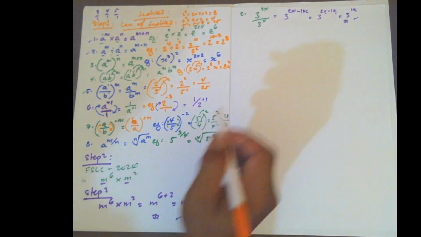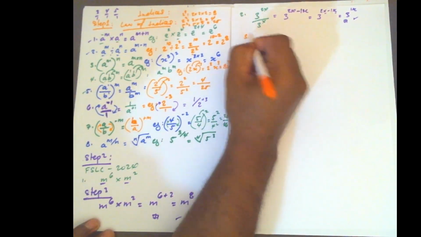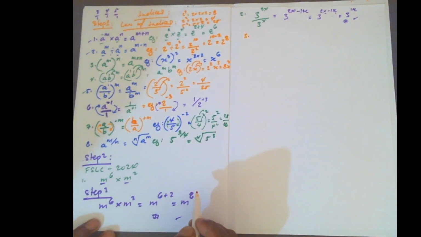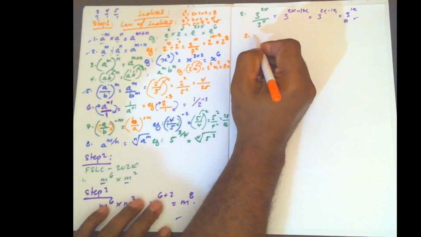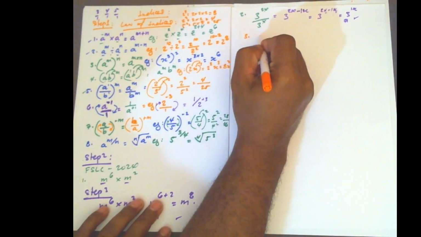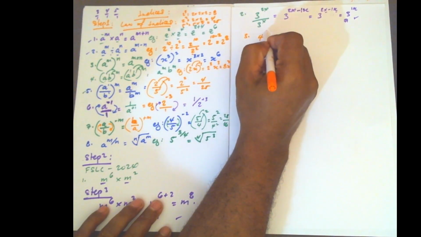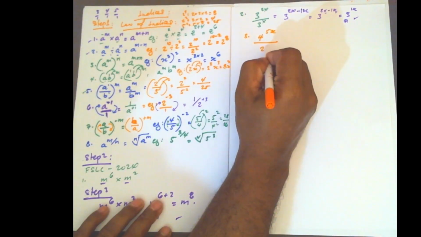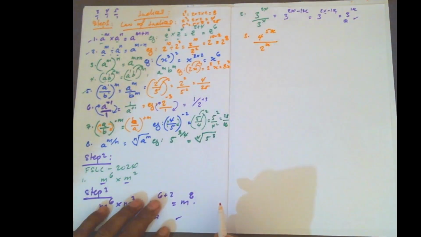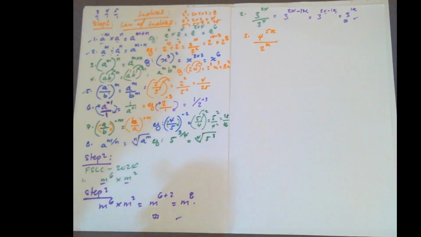The third question in strand 1 in 2024 paper FSLC. The question is: simplify 4 to the power of 5x over 2 to the power of x. Now, how can we solve this?